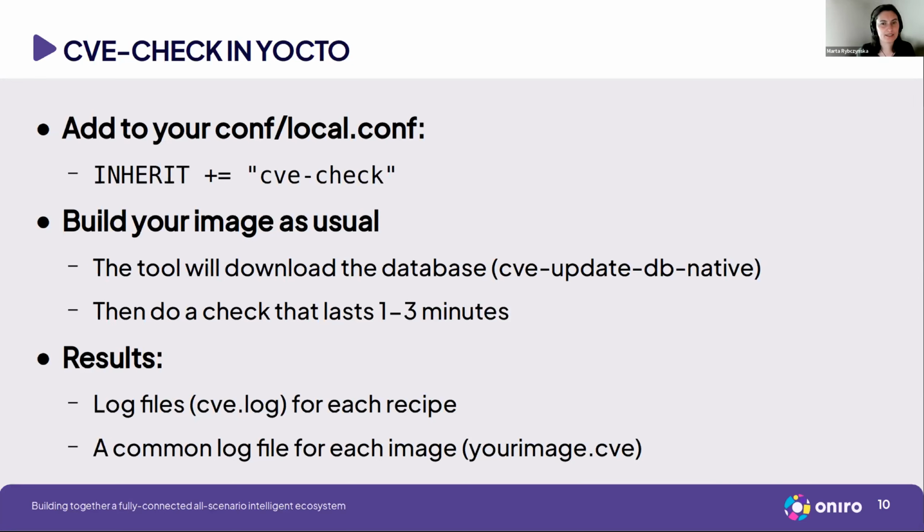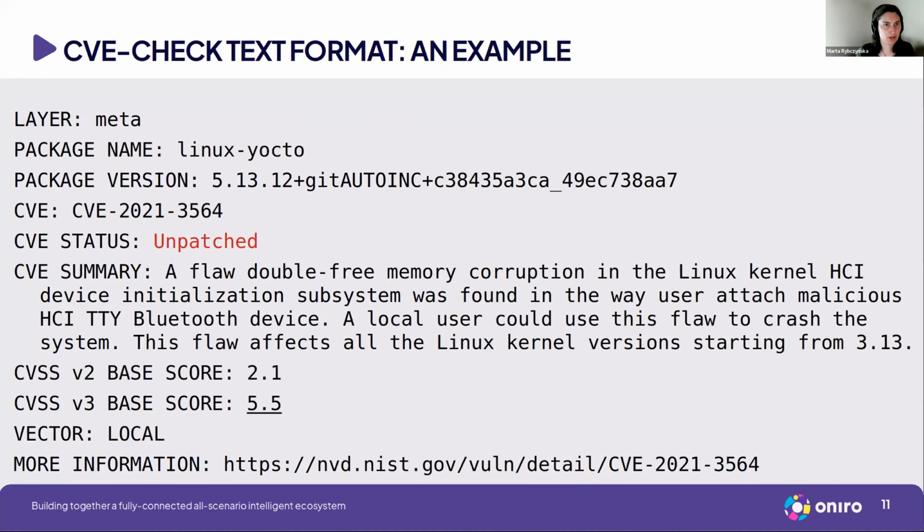What does the format look like? This is, of course, an example and a fragment of a file. It's pretty understandable. You have the layer, package name, the version, and then you have entries for every single CVE. So you have the CVE identification, you have the status, description, the score, part of the vector, and you have a link for more information to the NVD database. Now, that is pretty nice. You get all the information that you may need.